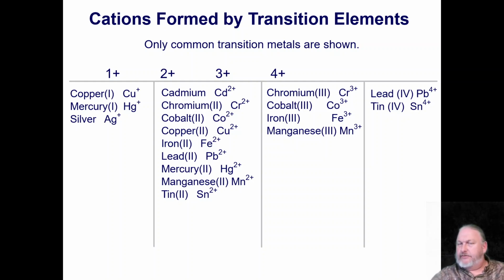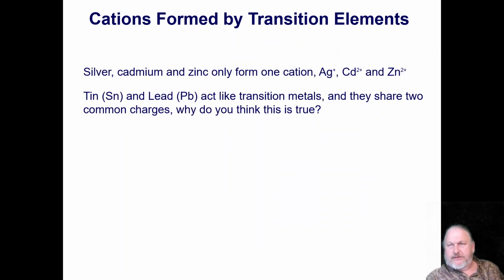So these are some of the other cations in a different type of chart configuration. You've got copper, mercury, and silver. Those are 1+. Cadmium 2, chromium 2, cobalt 2, copper 2, iron 2, lead 2, mercury 2, manganese 2, and tin 2. Those are 2+. You might see a pattern here with the Roman numerals coming up. Then you've got chromium 3, cobalt 3, iron 3, manganese 3. Those are all 3+. And of course you have lead 4 and tin 4. Those are 4+. Right?